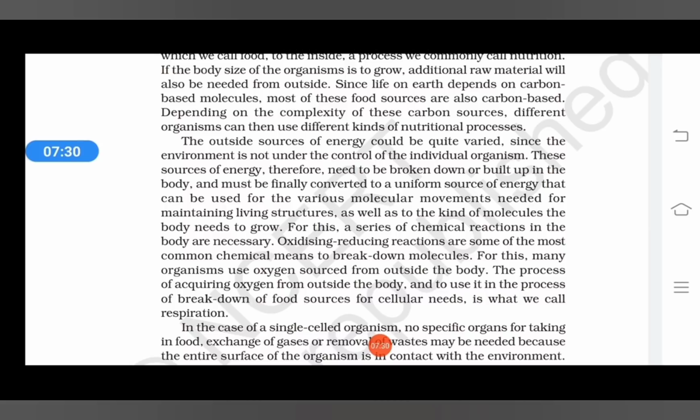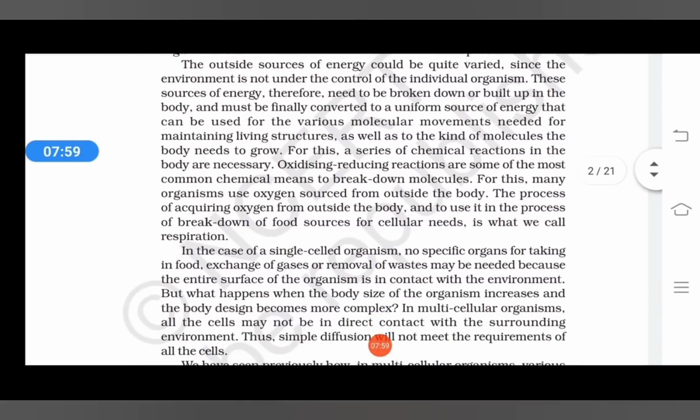So as you got it, the body needs energy, and the energy is available outside the body. The energy required by our body is not available in the form that our body needs. So we have to take the food, and it has to be converted into the form that our body accepts. So the process which is required to take oxygen is called respiration. And let's see what the entire process of respiration is.